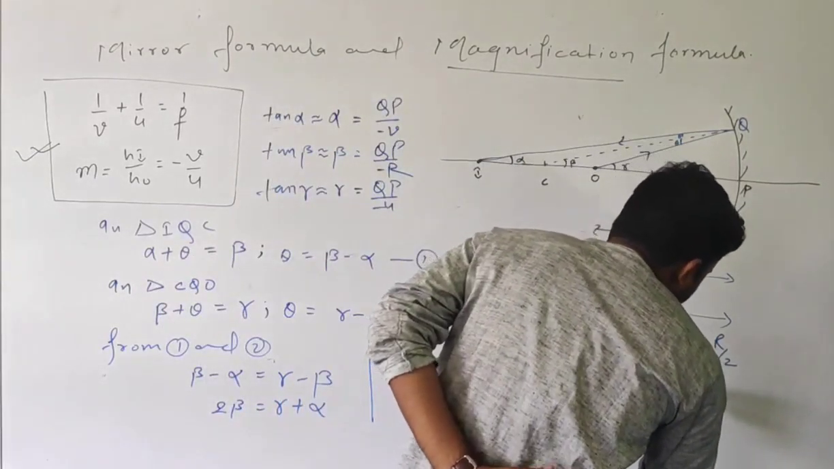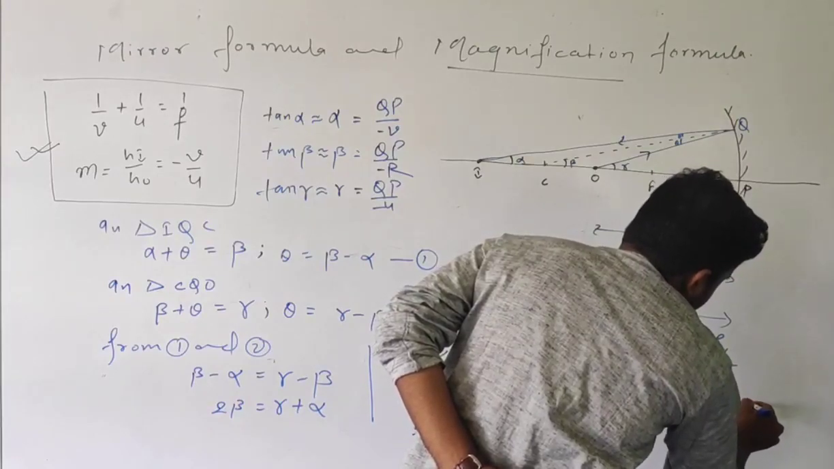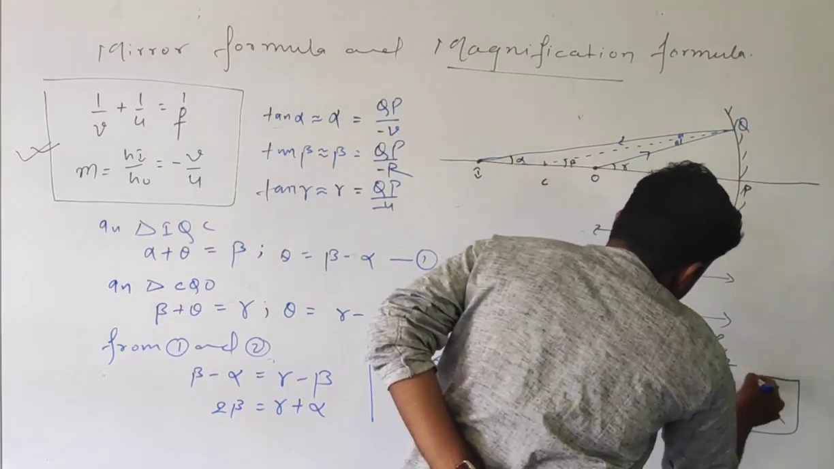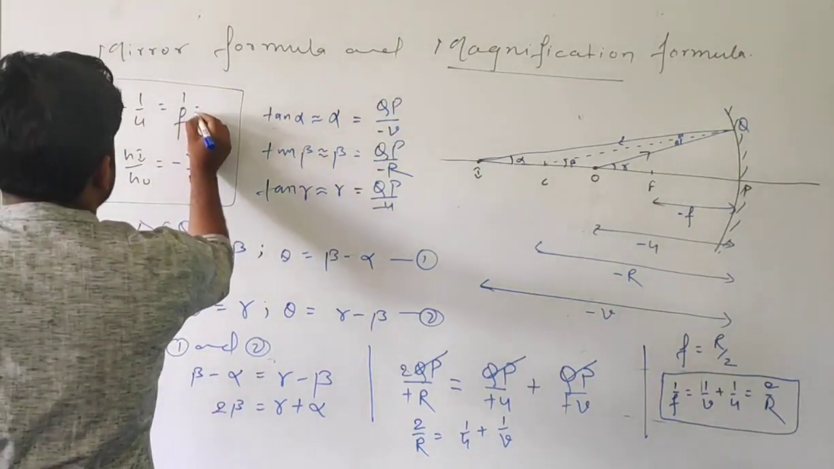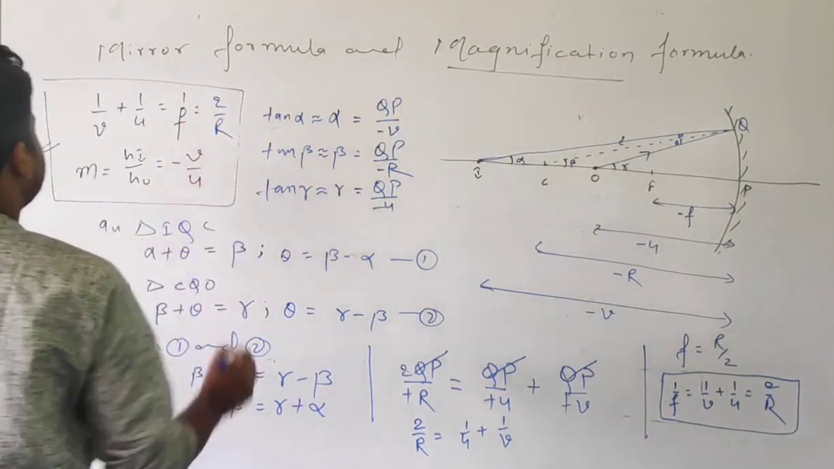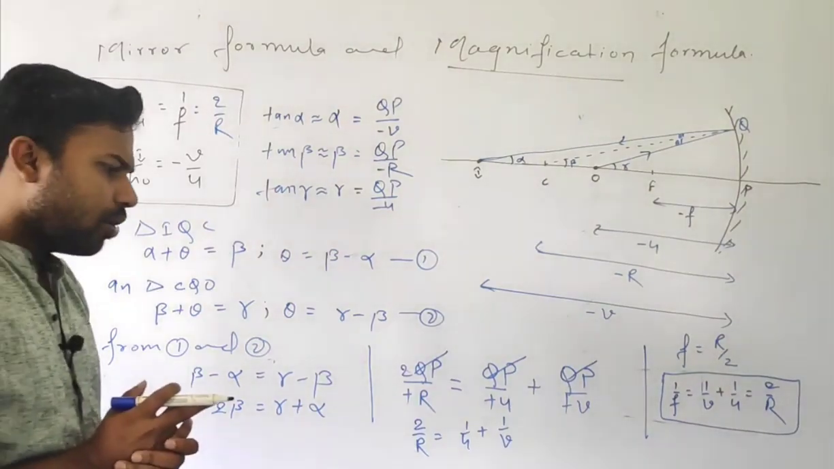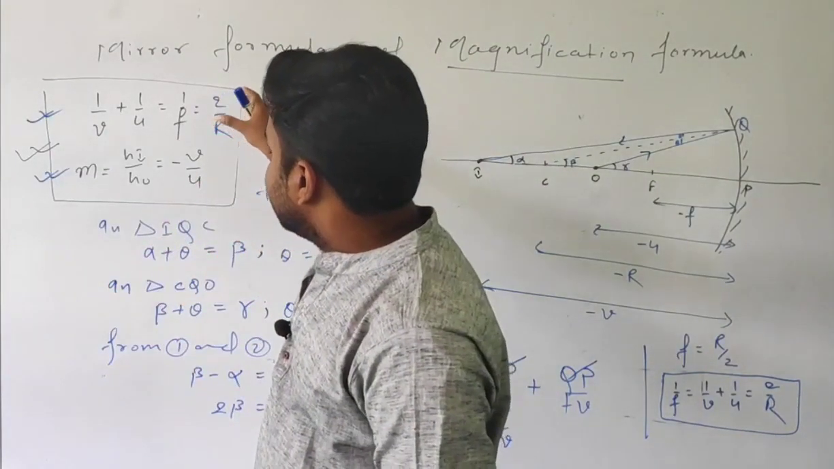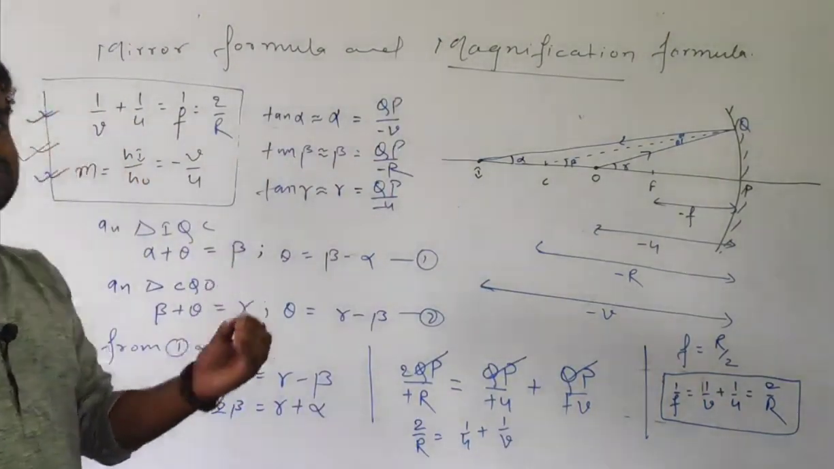So the formula you will get is 1 by F equals 1 by V plus 1 by U equals 2 by R. I am also writing the 2 by R because sometimes they will give you the radius of curvature or they can give you the focal length. So this is the mirror formula. Now I have discussed the derivation of these two formulas. If you understand the sign convention and have the concept of the mirror and magnification formula, you can solve questions easily.